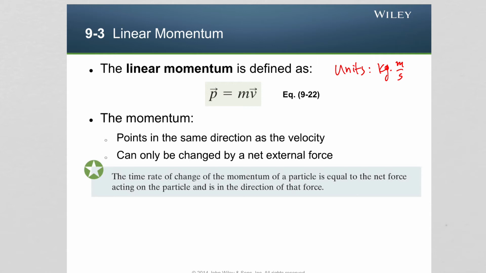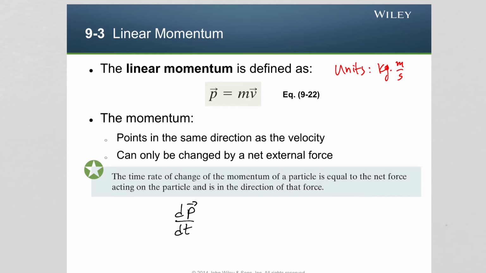Since the linear momentum is associated with the velocity of the moving object, that means that the linear momentum can only be changed by a net external force. The time rate of change of the momentum of a particle is equal to the net force acting on the particle, and it's in the direction of that force.